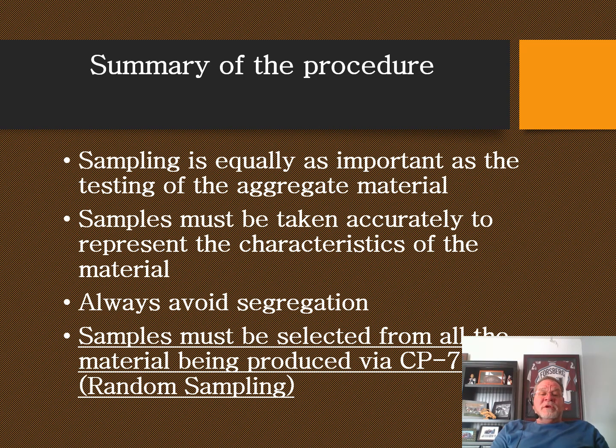Sampling is equally as important as the testing of any aggregate material. If they're not taken accurately, those test results will give you results for the sample, but they may not reflect what is actually in the piles or on the ground being used. It's important that the sampling technician avoid segregation, and samples have to be selected from all the material being produced, versus based on CP75.